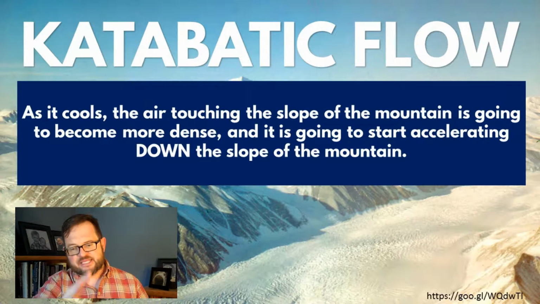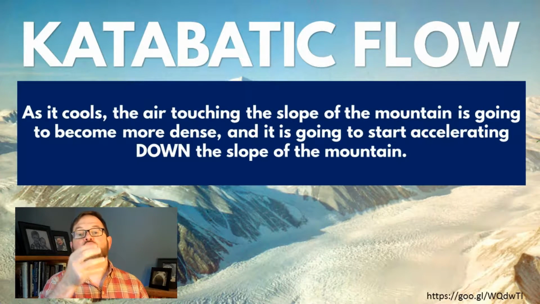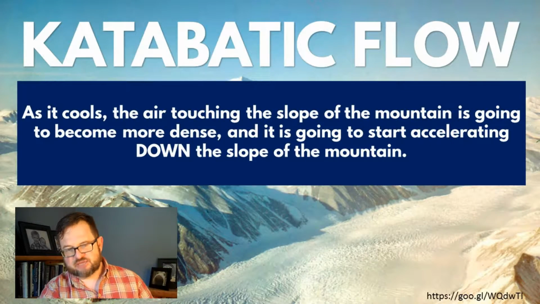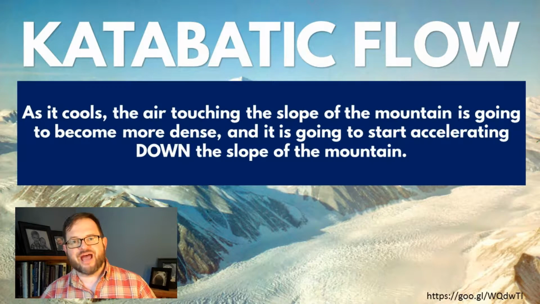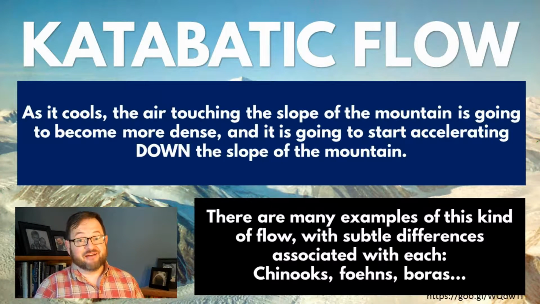As cold air drains down the mountain, a relatively warm air parcel touches the mountain, cools by conduction, and then becomes more dense and drains just by gravity down the slope of the mountain. Now, there are many, many examples of these kinds of downslope katabatic winds, all of which have names.